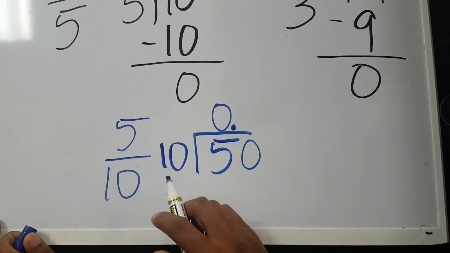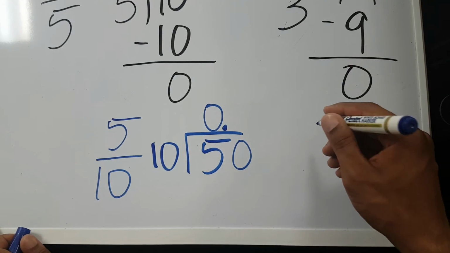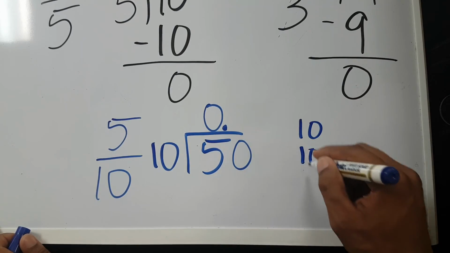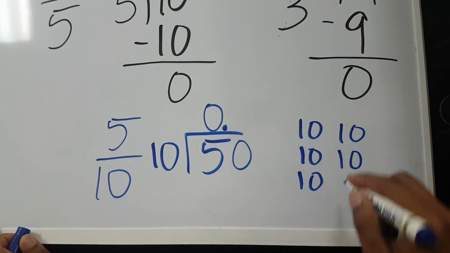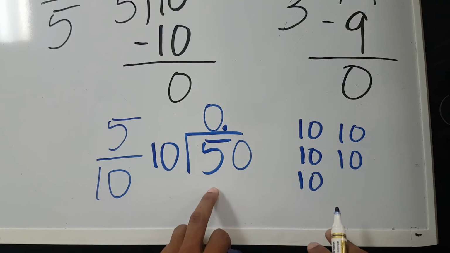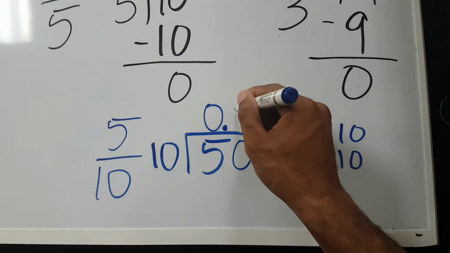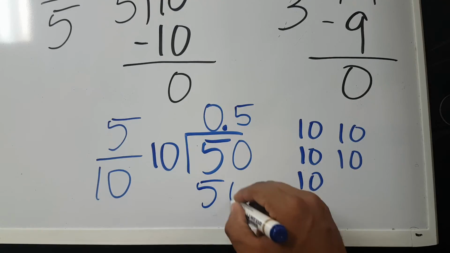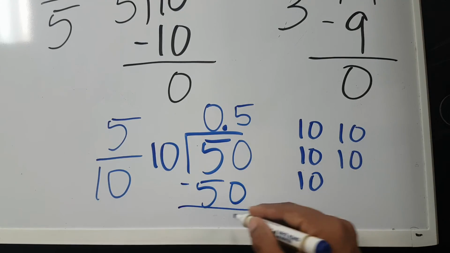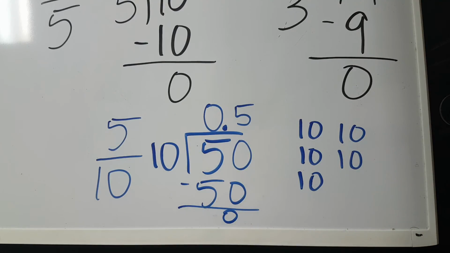Now ask yourself, how many times can 10 go into 50? All right, so let's take a look. 10, 10, 10, 10, and 10. How many times can 10 go into 50? Count your 10s. 1, 2, 3, 4, 5. The answer is 5. 5 multiplied by 10 is going to be 50. And then you subtract. So the answer is 0. So you have 0.5.